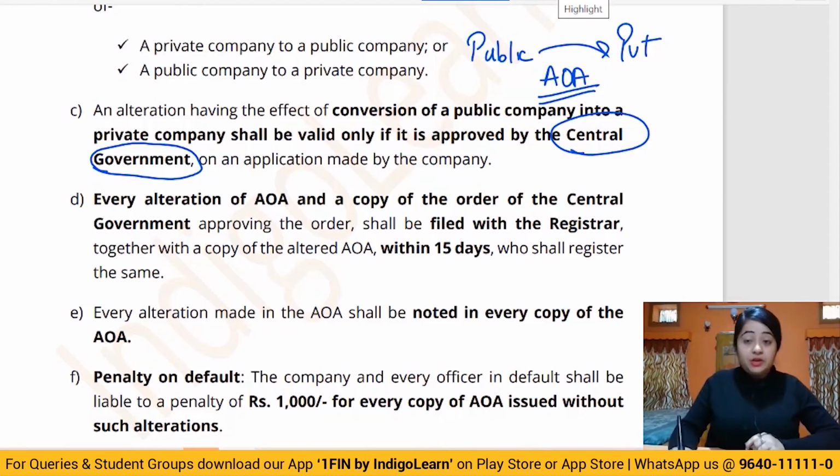Right now, once the articles of the company are changed, do you think that these new articles should be submitted to the registrar of companies? The answer is yes. Within 15 days from the changes, they should be submitted with the registrar of companies. Every single copy of the articles of association should be accordingly altered. If this section is not followed, then we also have a penalty. The company and every officer in default shall be liable to a penalty of 1000 rupees for every copy of the articles which is issued without any alteration.